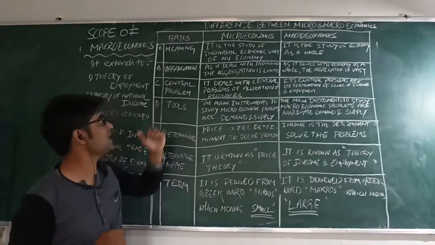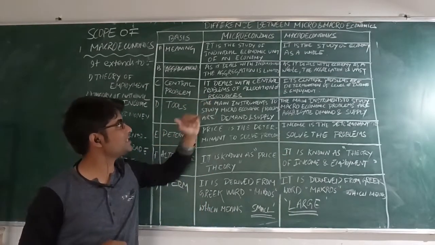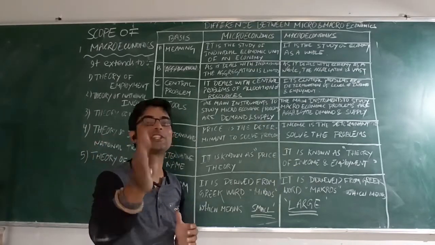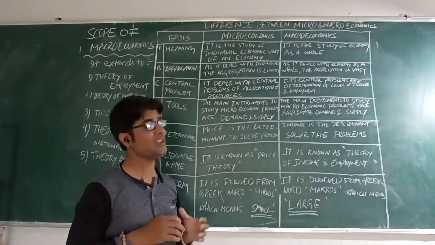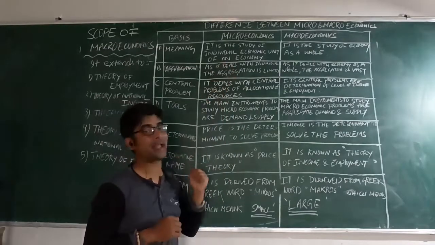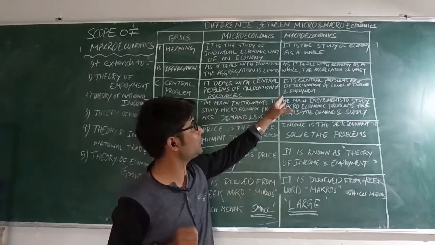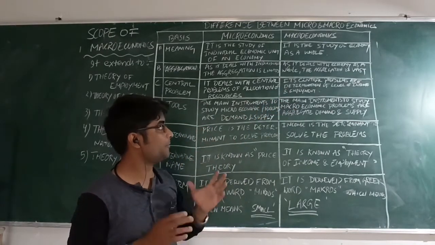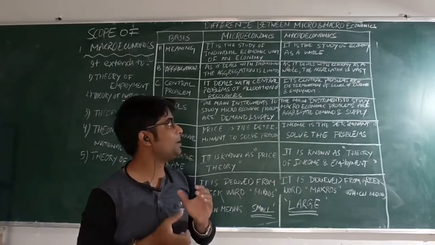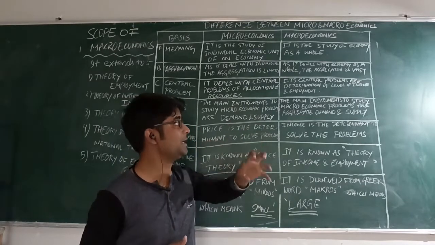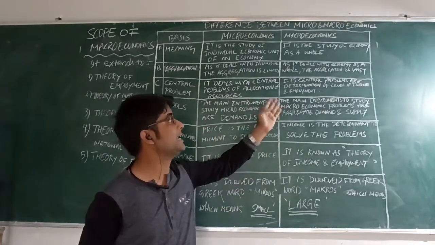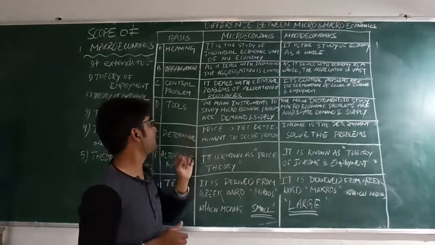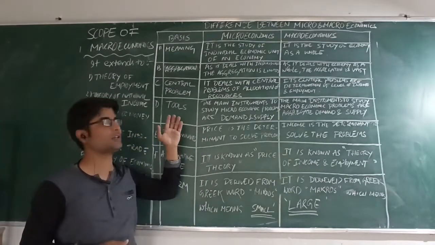Then the third basis is the central problem. Microeconomics is dealing with the central problem of allocation of resources. जो resources allocate किया जाता है उसको लेकर जो dealing होता है वो microeconomics करता है. But macroeconomics is dealing with the central problem of determination of the level of income and employment. Means its main focus is on the income and employment scenario. Is it clear, students?